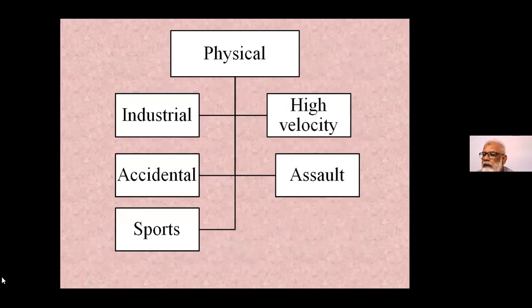The most common form of trauma that we see is, the majority of it is road traffic accident, and then high velocity, and then assault, then sports, and a very little of industrial trauma, in the part of Karachi that we work in. But all these 5 forms of trauma are included in the physical form of trauma. We'll discuss the primary concept of mechanism of injury.